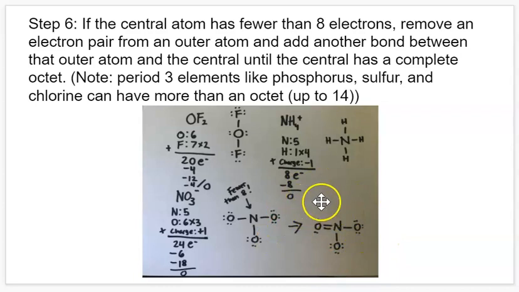And this is now a valid structure because it has 2, 4, 6, 8 for that oxygen, 2, 4, 6, 8 for the nitrogen, and then both of these oxygens have 8 as well. And when you're doing this step, note that period 3 elements like phosphorus, sulfur, and chlorine can get up to 14 electrons. They can get what's called an expanded octet, but I'm going to talk a little bit more about that in the next lecture.